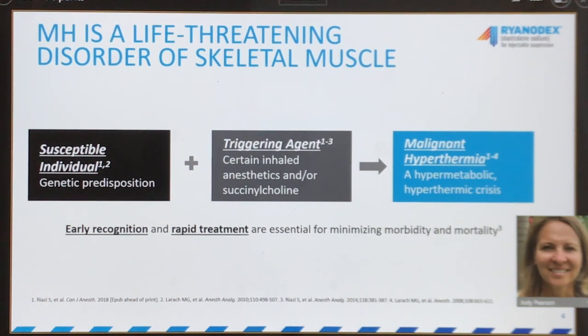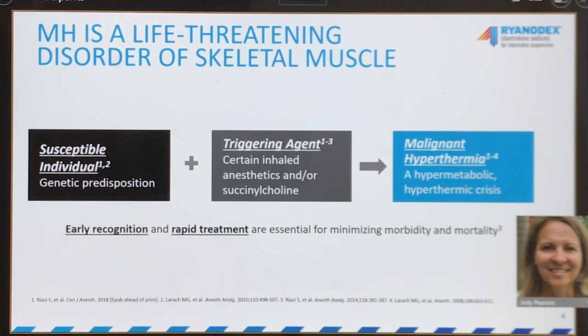In essence, a little epidemiology here is that about 1 out of every 2,000 to 3,000 individuals carry the defective receptor, which typically is the ryanodine receptor 1. So that person has to be exposed to a triggering agent, and that is certain inhaled anesthetics and/or succinylcholine. It's important to note here that this can happen at the first exposure, second, third, fourth, or fifth. It doesn't always happen with the first exposure, and it can be with general anesthesia and/or succinylcholine.